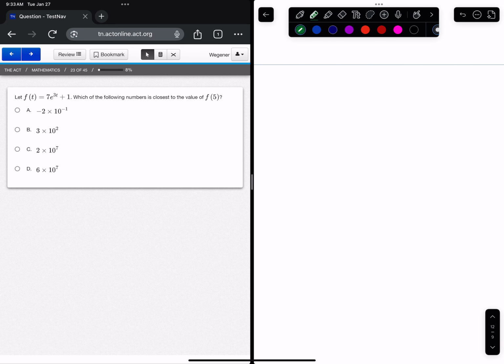So here is an Algebra 2 question, just because it has the number e. Okay, so remember the number e is about 2.71. Okay, it goes on forever and ever, kind of like pi. And so let's look at question 23's direction. So let f of t equals 7 times e to the power of 3t plus 1. Which of the following numbers is closest to the value of f of 5? Well, it's just telling you, go ahead and plug that in.